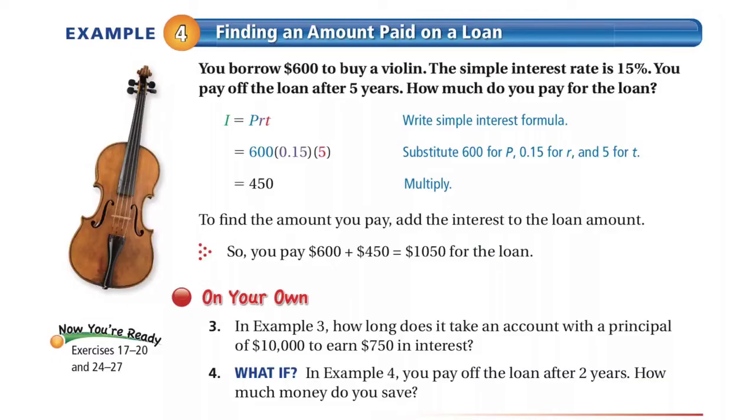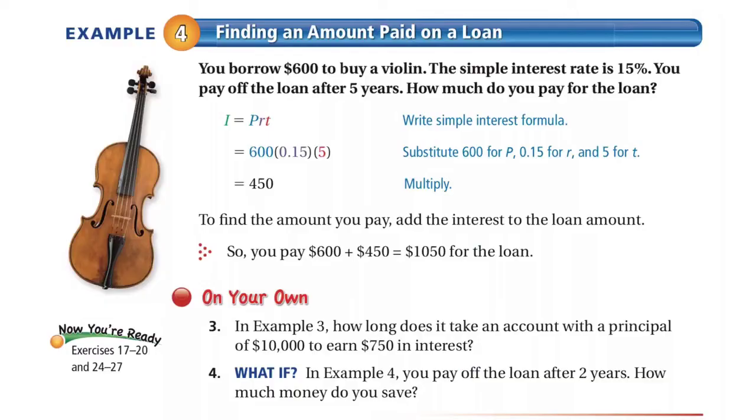So we figure out that the interest that we would pay is $450. We add that on to the amount we borrowed, $600, to find that when we borrow $600 and pay it back over 5 years, we actually pay the bank back $1,050. Maybe it would have been a better idea to save the $600 and go buy it with cash instead of borrowing, but that's just an idea.